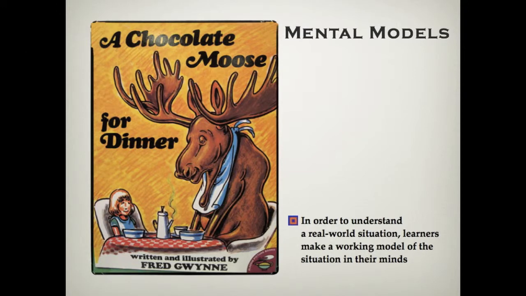In order to understand a real-world situation, learners make a working model of the situation in their minds, also known as a mental model. Kenneth Craik theorized that through experience, training, and instruction, a mental model is created. A series of books written by Fred Gwynne play on the inaccurate mental models created by young learners when they hear verbal phrases. For example, a child may misconstrue the meaning of the phrase, "Along with chicken, we are having a chocolate mousse for dinner."